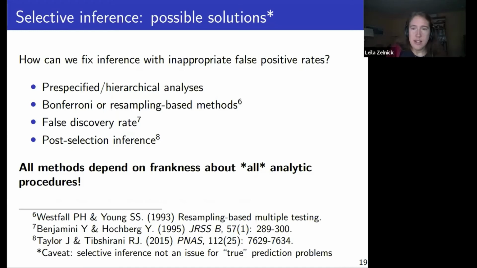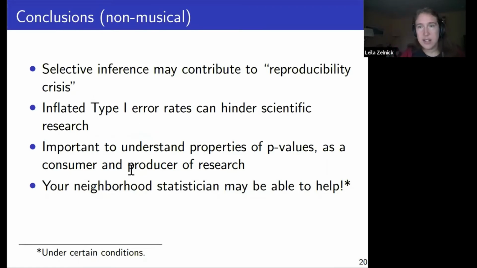All right, so in conclusion, we've talked about how selective inference may contribute to the reproducibility crisis. I have tried to convince you that having inflated type 1 error rates can hinder scientific research. It can waste time and money. It can promote ineffective treatments, all of which I claim are bad for science. And it's important to understand the properties of p-values, not just for statisticians, but also as consumers and producers of research. And in some limited cases, your friendly statistician can help you think through these issues and perhaps correct your p-values. So happy to help.